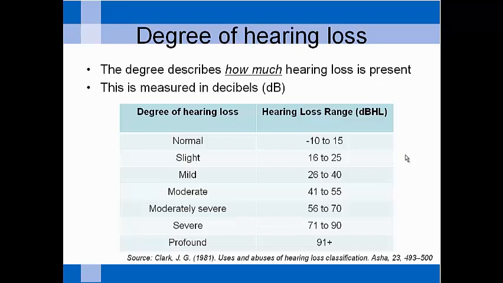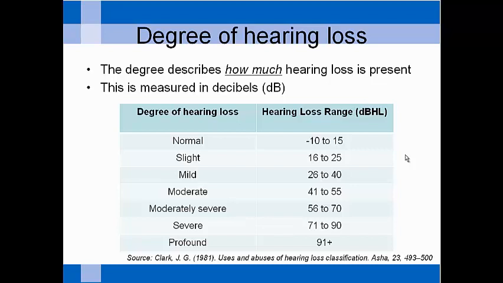Okay, so now what we're going to go over is the degree of hearing loss. The degree of hearing loss describes how much hearing loss is present, and this is measured in decibels. A lot of people will say, I have a 50% hearing loss, and that's really hard to do because two people, or two children, can have the same type of hearing loss but perform much differently depending on what kind of intervention they've had and other factors, what caused the hearing loss, etc.